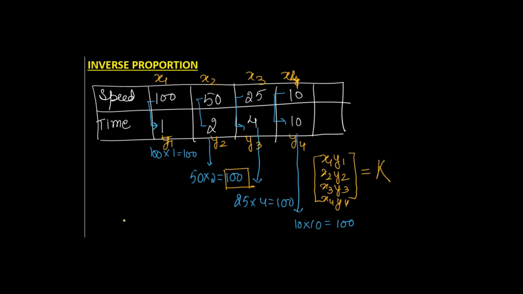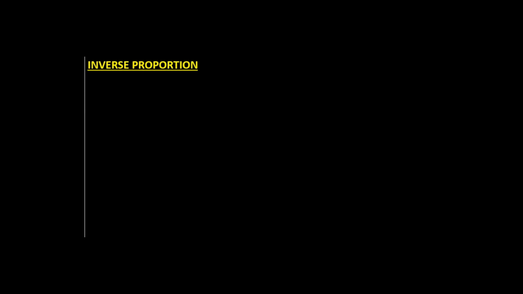Understood? So in an inverse proportion, x1 into y1, x2 into y2, x3 into y3 and x4 into y4 will all be equal to a constant value, where x1, x2, x3 and x4 are the instances of quantity 1 and y1, y2, y3 and y4 are the corresponding instances of the quantity 2. So we see that x1 into y1 is equal to x2 into y2 and this is equal to k. Let us consider this much part of the equality.